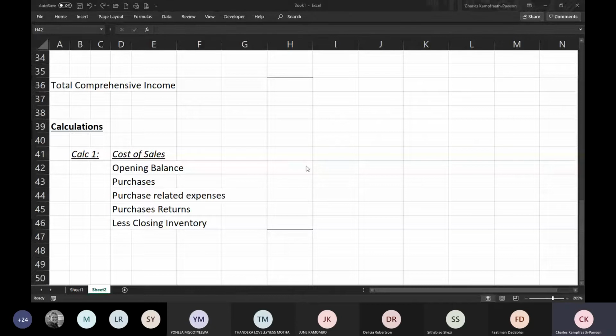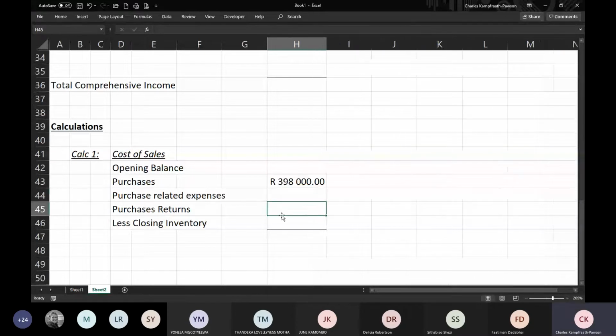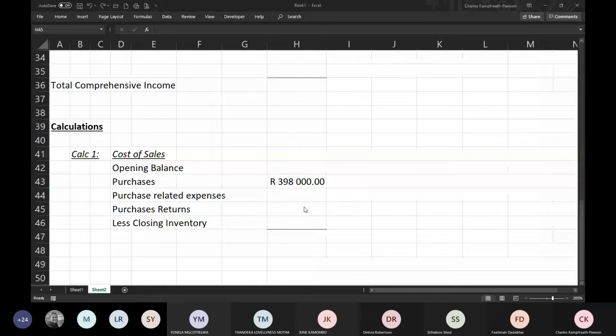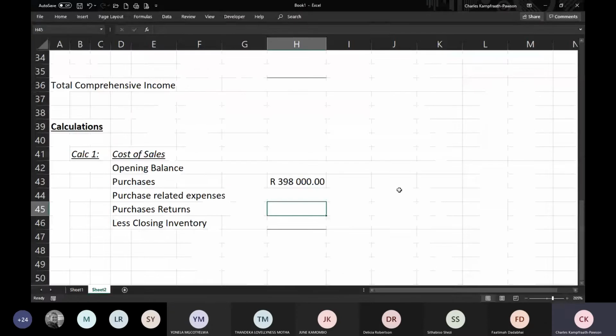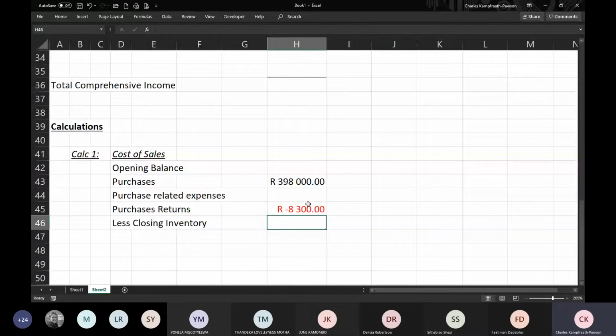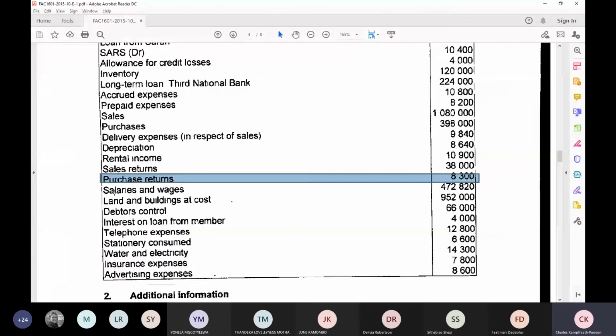So let's look at what they give us. They give us purchases, 398, and they give us purchase returns of 8,300. Minus 8,300. And let's see what else they give us here. Okay, now let's just continue with the information.